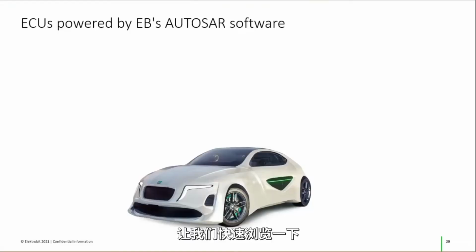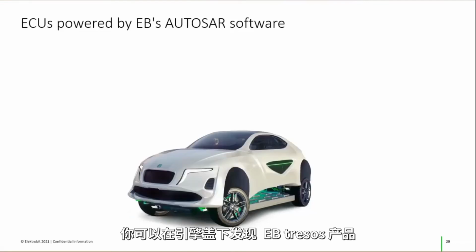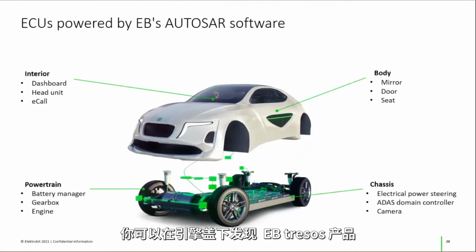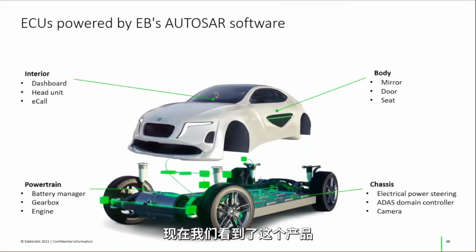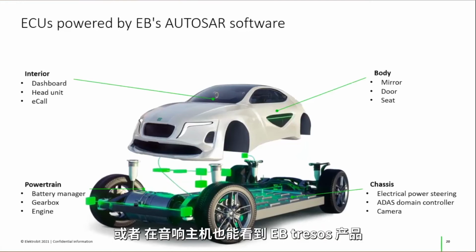Let's have a quick look, so to say, under the hood, where one can find EB tresos products. Animation. Okay, now we've got it. If you jump into the car and you look at the interior, you can find, for example, EB tresos products powering the dashboard, or for example, also the head unit.